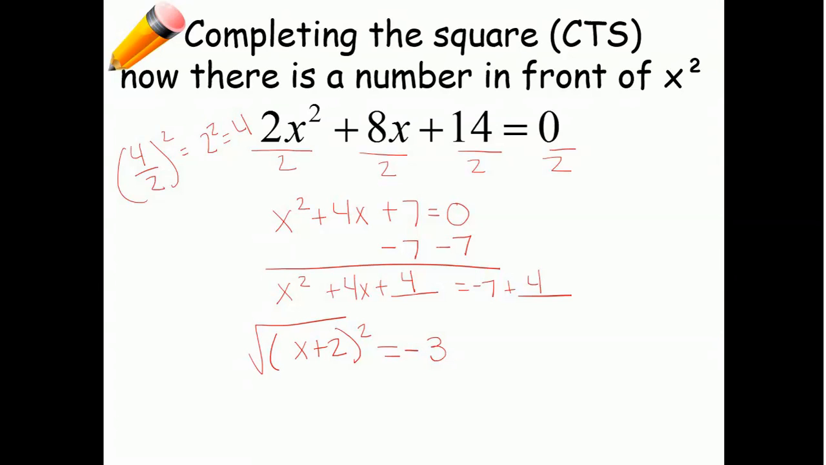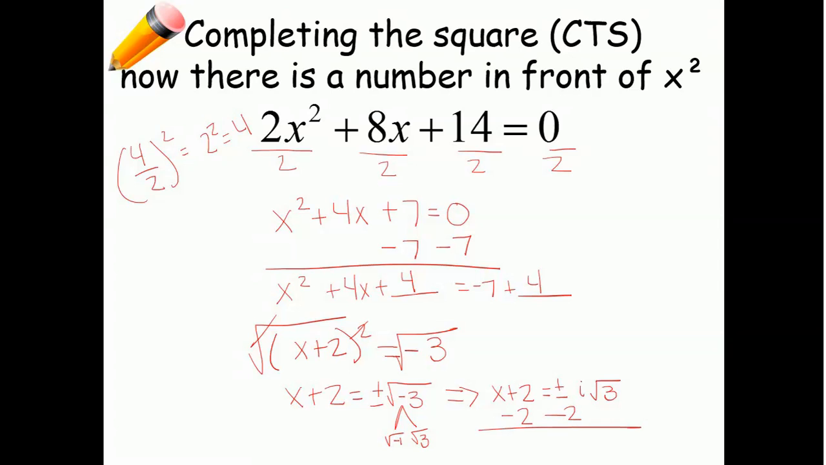Let's square root both sides here. You're left with x plus 2 equals plus or minus the square root of negative 3. Negative 3. You can't have a negative under a square root. i is going to come to the party. So this is the square root of negative 1 and the square root of 3. So I can rewrite that as x plus 2 equals plus or minus i square root of 3. The square root of 3, I can't break that down anymore. So subtract my 2 from both sides. My answer: x equals negative 2 plus or minus i square root of 3.